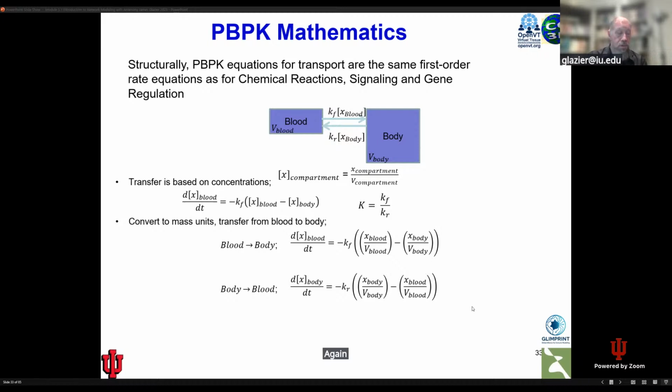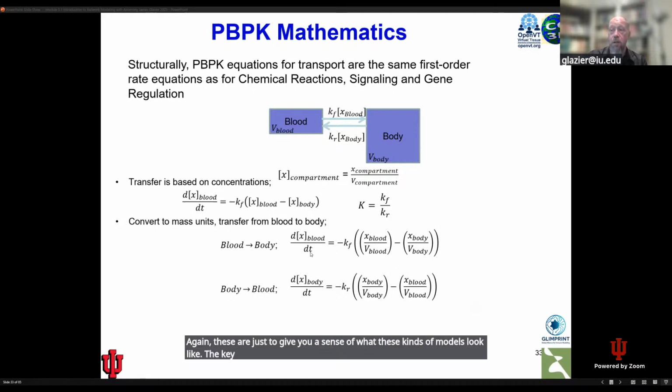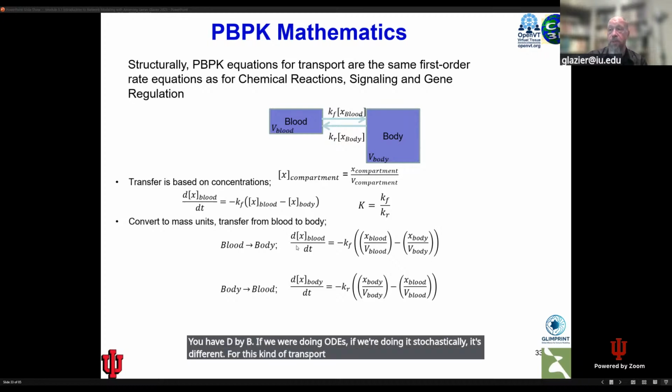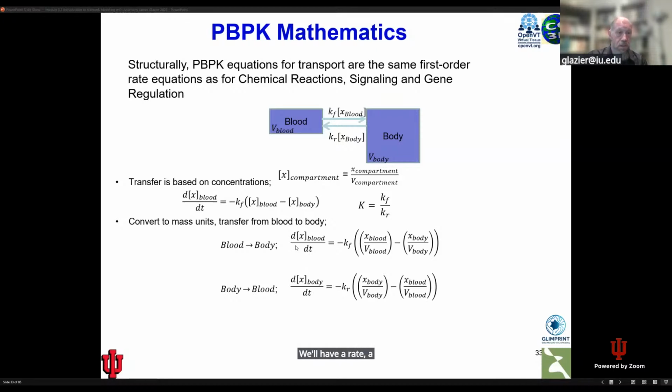Again, these are just to give you a sense of what these kinds of models look like. The key thing is you always have rate laws. You have d by dt, if we're doing ODEs; if we're doing it stochastically, it's different. For this kind of transport, ODEs make sense. We'll have a first order derivative in time on the left, and a rate law on the right.